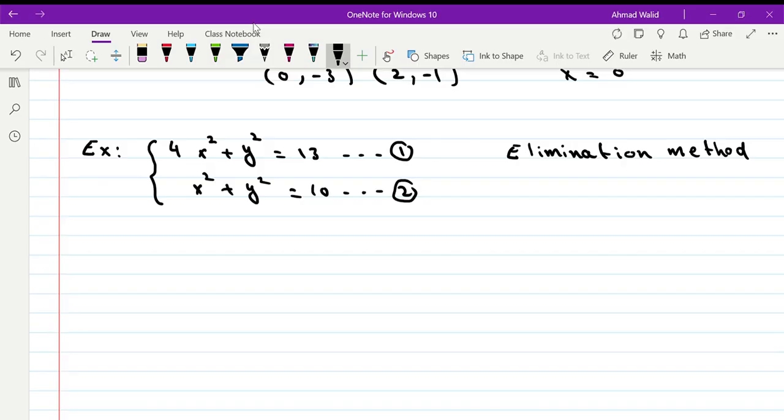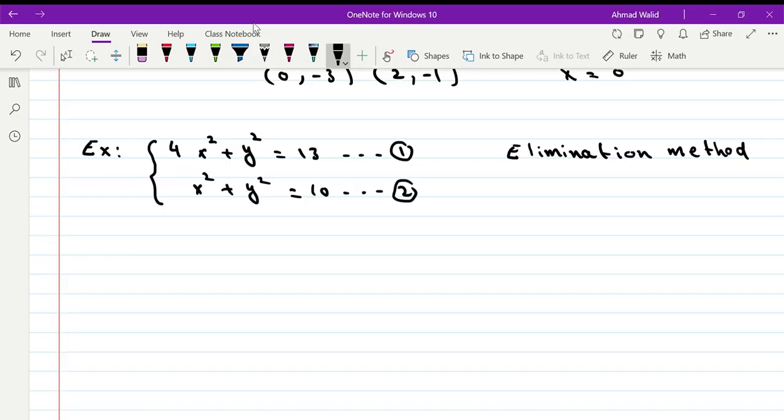When you are using the elimination method, when both equations are nonlinear, this is the easiest way to go. Correct? Of course, you can go the difficult way: do substitution first, then solve it. That will be difficult. The easiest way is elimination. You already know the elimination method when your system was linear. It's the same method here. You're dealing with nonlinear, correct?